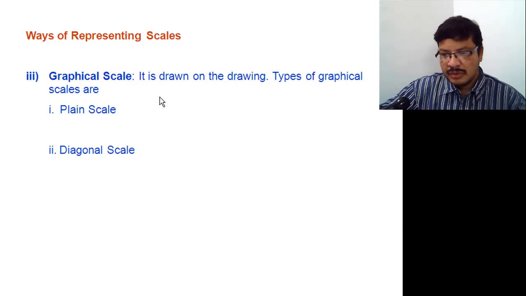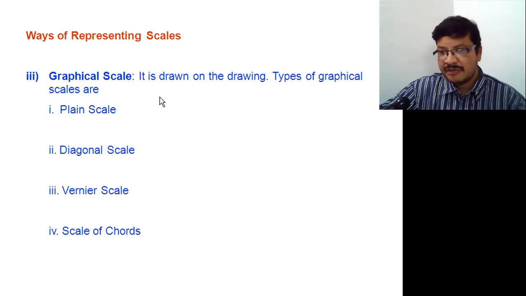So that means suppose decimeters and centimeters can be plotted on the plane scale. Decimeters, centimeters and millimeters also can be represented on the diagonal scale. Next one is vernier scale. In vernier scale also you can represent 3 units. Next one is scale of chords. This scale of chords is used to mark or measure the angles without using the protractor. That is the main use of scale of chords. These are the various ways of representing scales, and these are the different types of graphical scales.